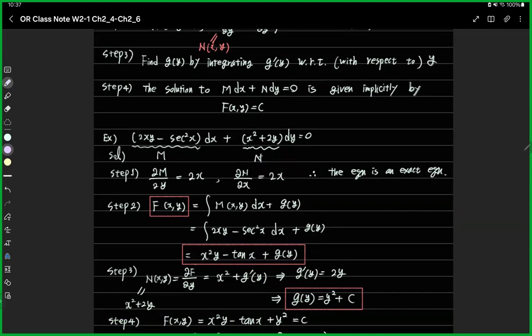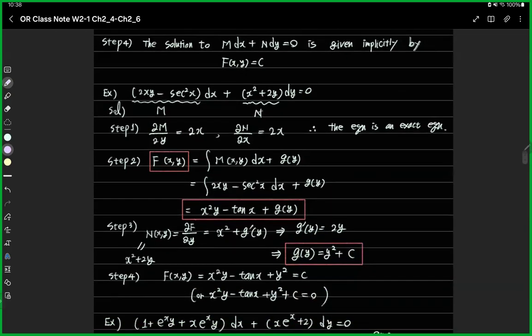So we take the derivative of F with respect to y. Then x squared plus 2y, which is N, is equal to the derivative of this guy with respect to y. So we got x squared plus g prime of y. See, x squared plus 2y is equal to x squared plus g prime of y, which means g prime of y must be equal to 2y. So we take the integral of both sides, then g of y is y squared plus c.